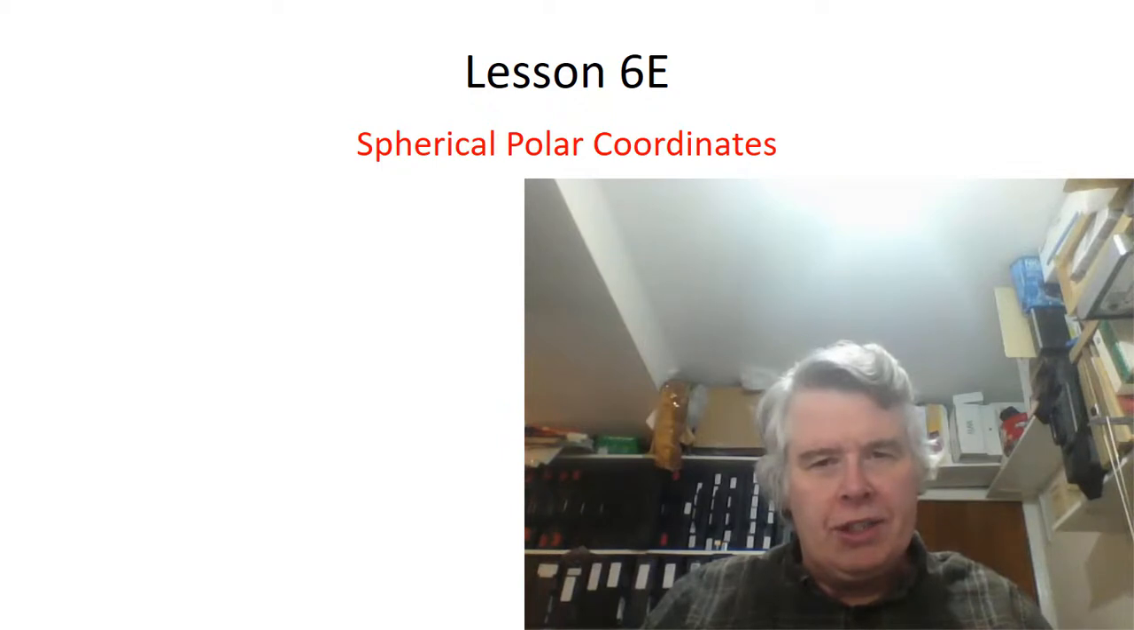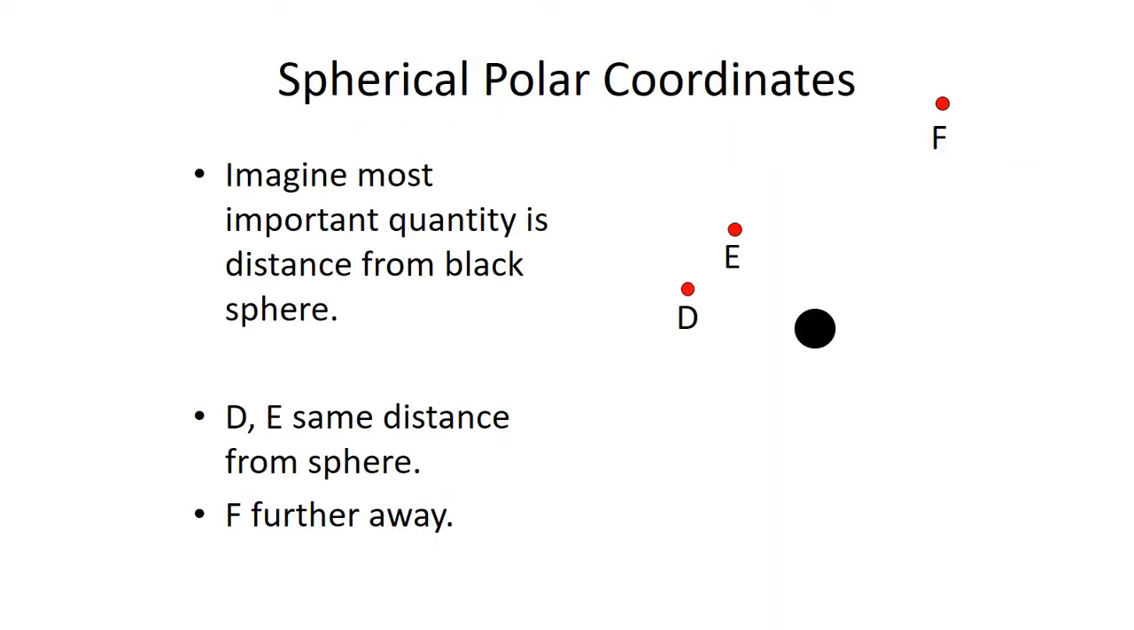the coordinate system. So let's imagine we have a situation, we have a black sphere here, and then let's look at points D, E, and F. Points D and E are the same distance away from the center of the sphere. Point F is further away. How do we have a coordinate system that reflects this?